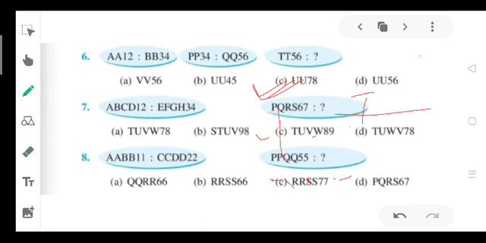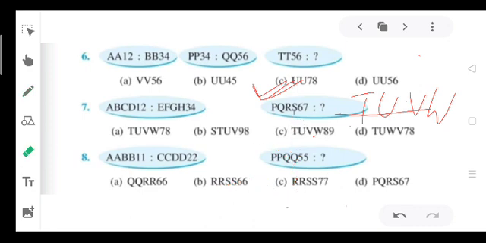Then Q. What have you skipped here? R, S, T, and then next we have written here U. Okay. Now R. After R, S, T, U we have skipped. So what comes next? V. Okay. Then S, T, U, V we have skipped. So what comes next here? W. Okay.